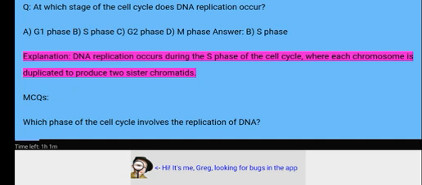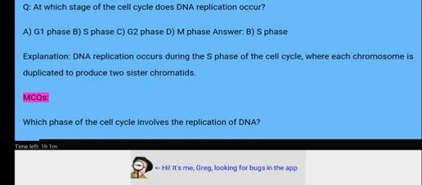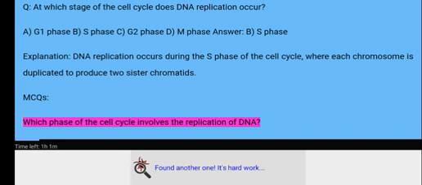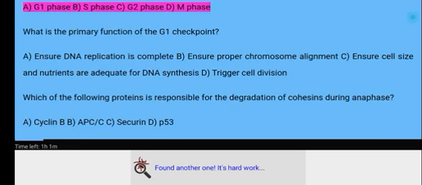Explanation. DNA replication occurs during the S phase of the cell cycle, where each chromosome is duplicated to produce two sister chromatids. MCQs. Which phase of the cell cycle involves the replication of DNA? A. G1 phase, B. S phase, C. G2 phase, D. M phase.